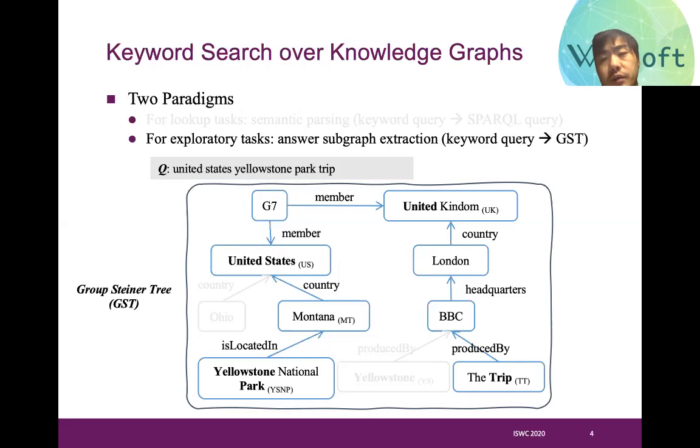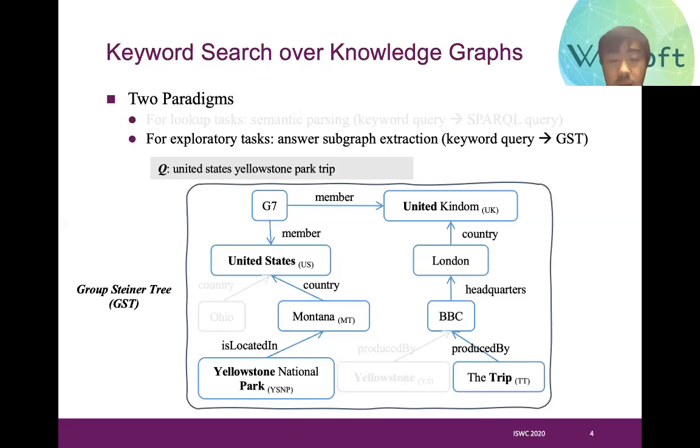It is called answer subgraph extraction. The idea is that we directly extract the subgraphs that can cover all the query keywords as an answer to the query. And this kind of method is particularly suitable for exploratory tasks, where the information need is kind of weak and not clear, so that we may not be able to transform it into a precise SPARQL query. So we just extract some top-ranked subgraphs.